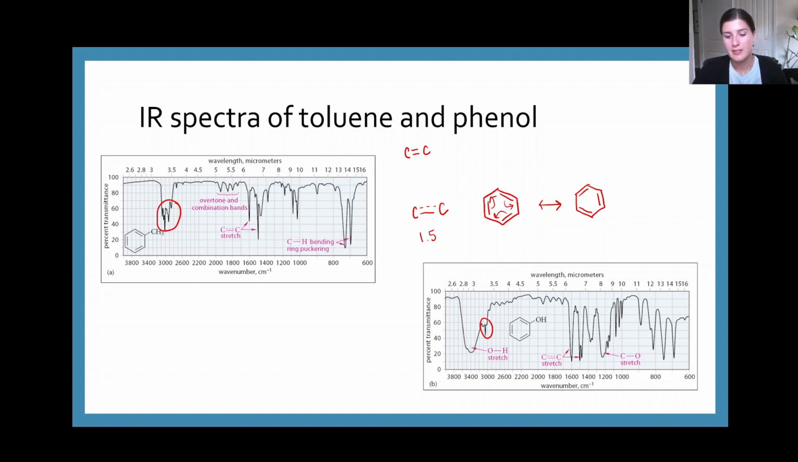So here's a bit of an introduction to IR spectroscopy, and we'll learn in another video about NMR spectroscopy, which tells us a little bit more information about specific molecules.